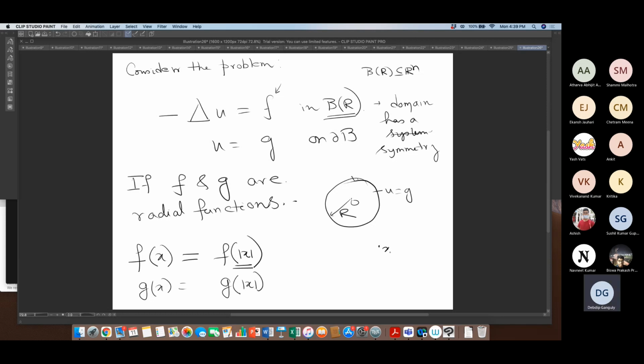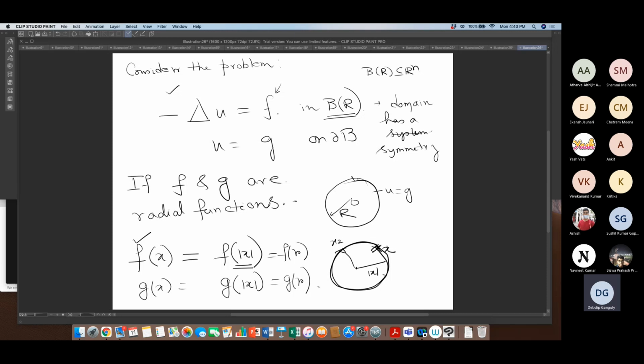That means this is your x. The value of f at the point x is equal to the value at the point mod x. This is your distance mod x. So the value at x1 here and x2 here are the same. That means on a circle of mod x equal to r, f has the same value, so it only depends on the radius, not on the angle. So sometimes it is written as f of r, g of r. Okay, f of x equal to f of mod x.